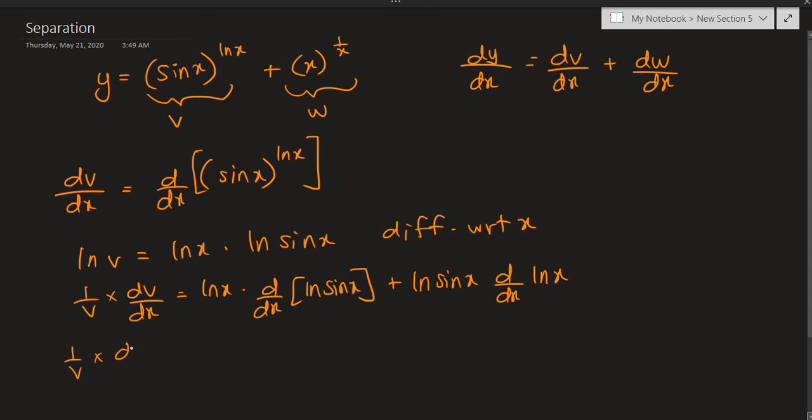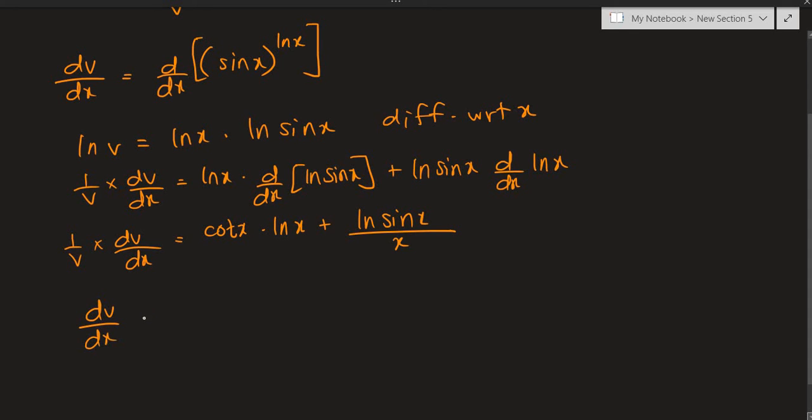1 over v times dv over dx being equal to the derivative of the natural log of sine of x, which is just going to be the cotangent of x, because by the chain rule this is cosine of x divided by sine of x, which is the cotangent of x. So cotangent of x times the natural log of x, plus the natural log of sine of x. The derivative of natural log of x is 1 over x.